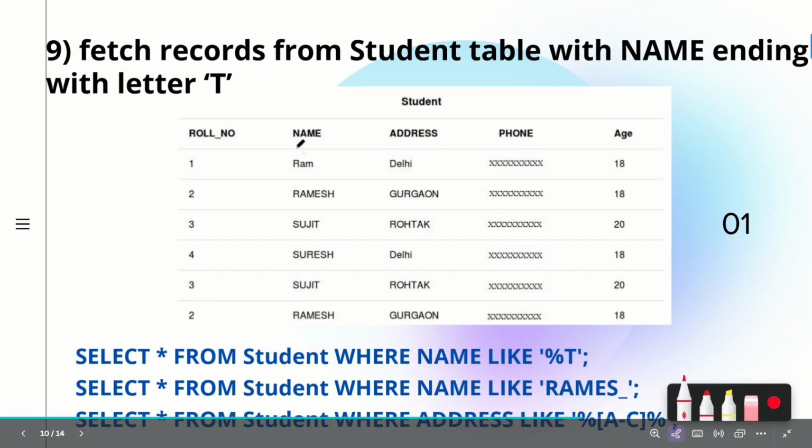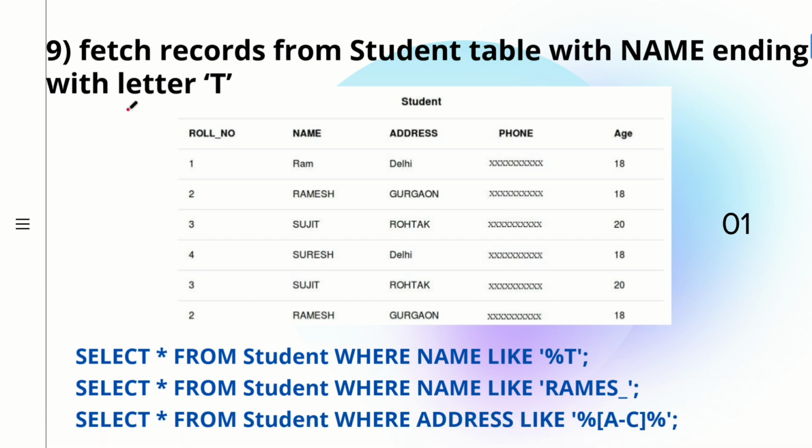Now let's see the ninth question: fetch the records from the student table with name ending with letter T. Before solving this question, we will try to understand how we can solve such wildcard related questions. There are some operators in SQL called wildcard operators.